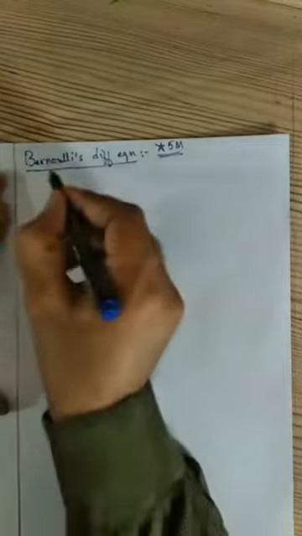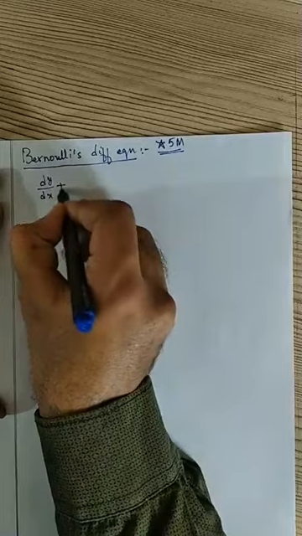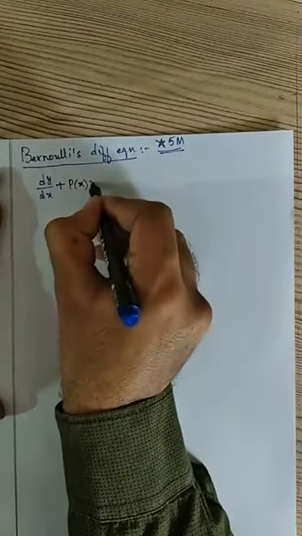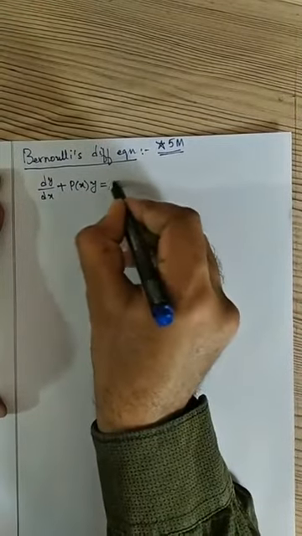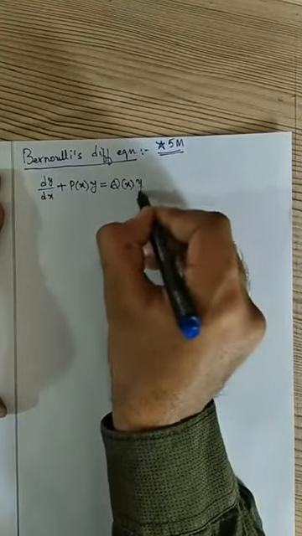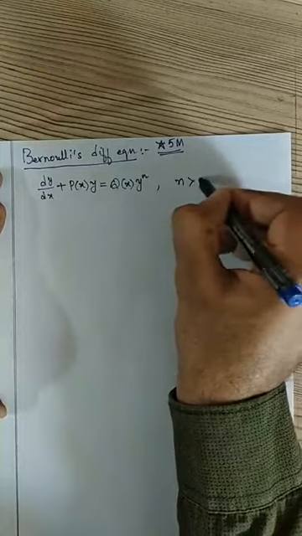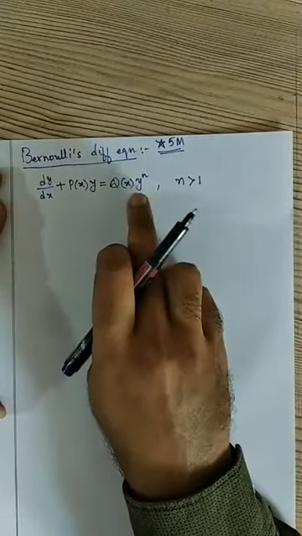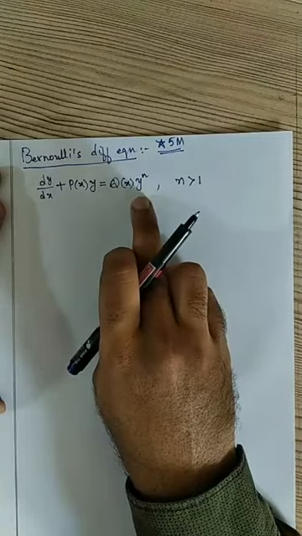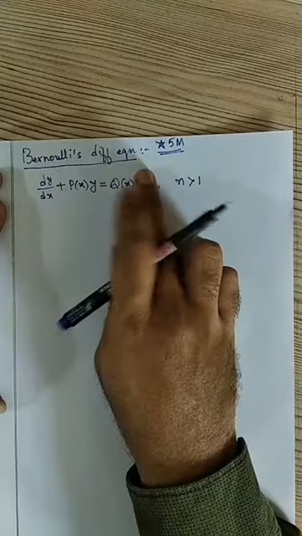If the equation is of this form, dy by dx plus p of x into y equals q of x into y power n, and here this n should not be 0 or 1, because if n is equal to 0, y power 0 is 1. So this term will not be there, and you can observe this is a linear equation only.